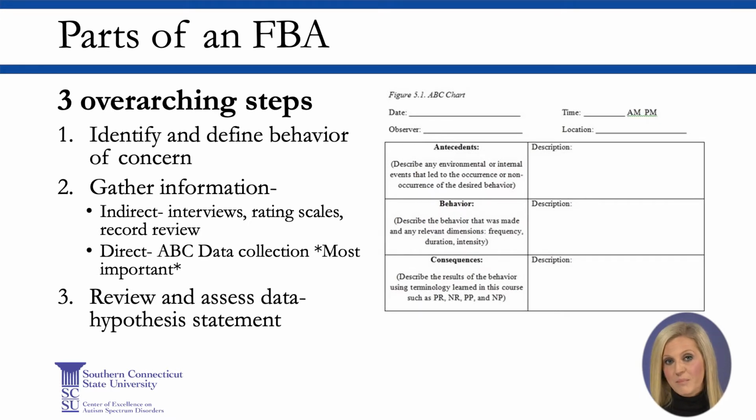The next way by which we collect data is called direct data collection methods. These are methods where we are actually seeing the behavior occurring and we are collecting data in vivo, or at the moment of behavior occurrence. For an FBA, this is what we call ABC data collection. This is the most important component of an FBA, and in fact, an assessment process cannot be considered an FBA unless there is direct data collection. Indirect data is never enough for an FBA.